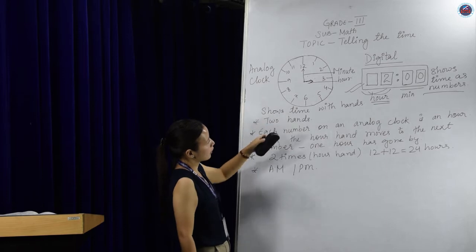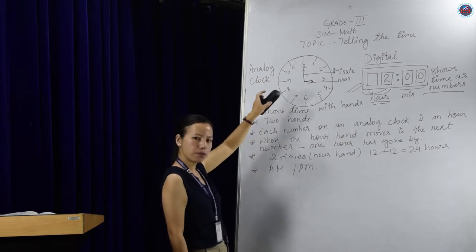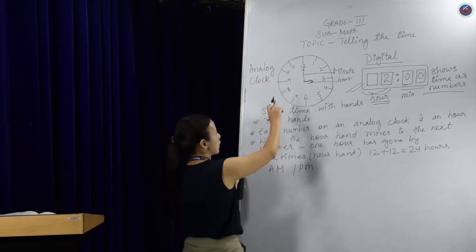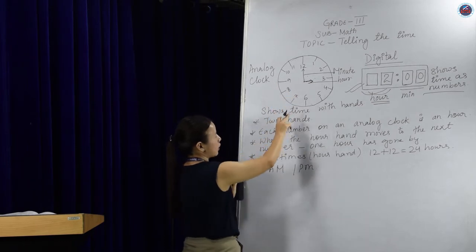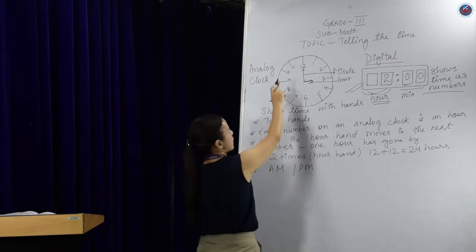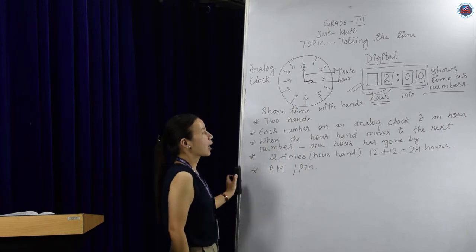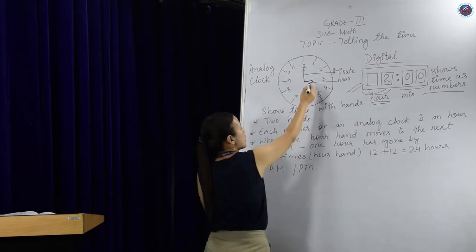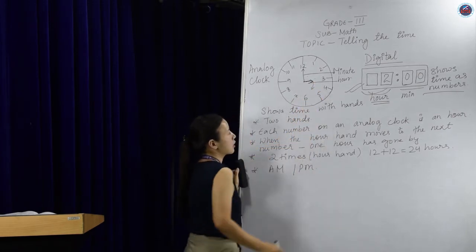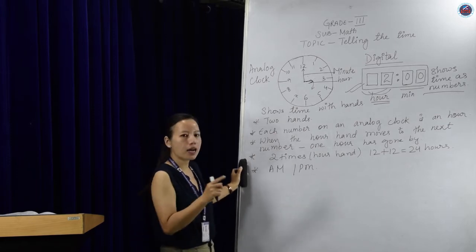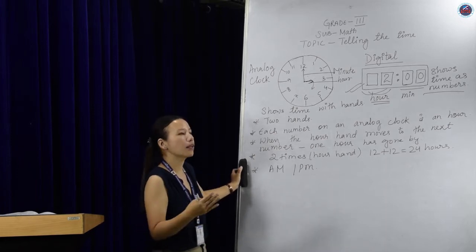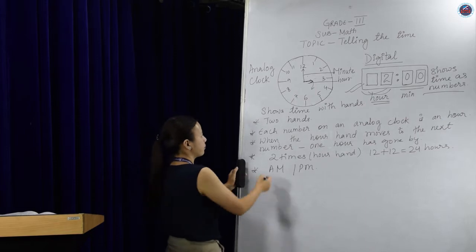Now when we look at this clock, we see 12 numbers on the clock. Each number on this analog clock is an hour. That means when the hour hand moves from one number to the next number, it shows that 1 hour has gone by.